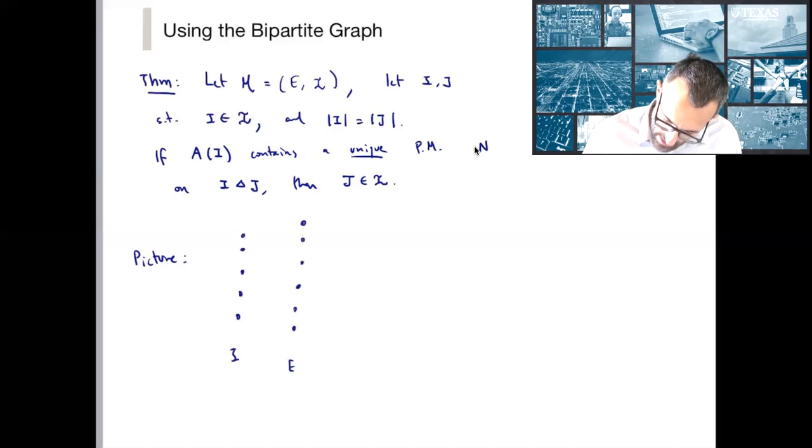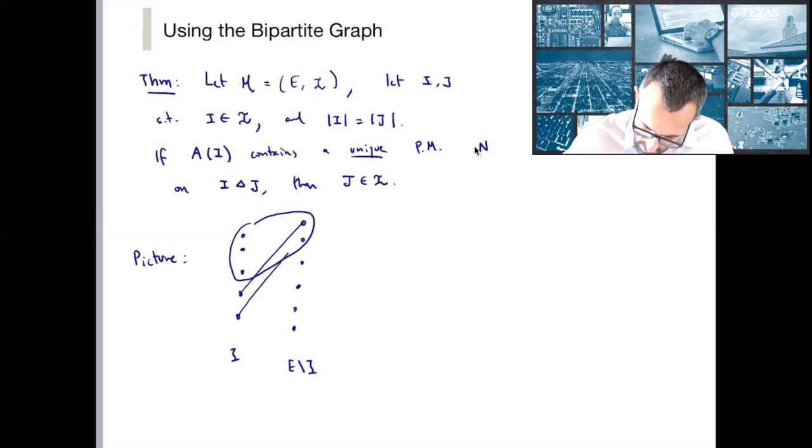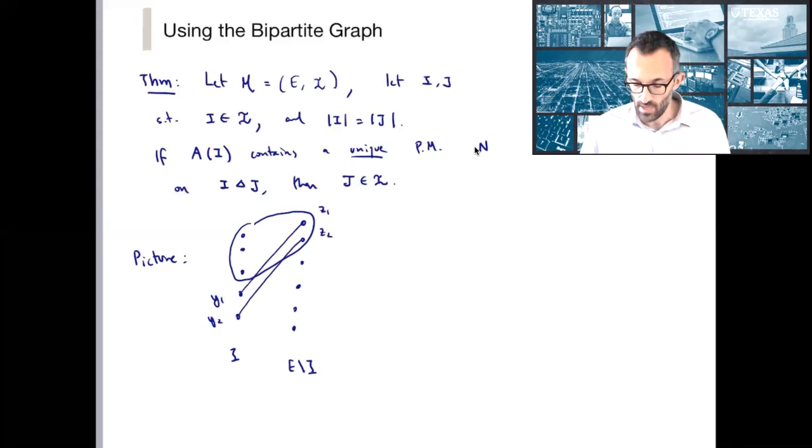This is everything that is in E, not in I. And let's suppose that this is J. And the theorem assumption says that there is a unique perfect matching. So in other words, Y1 and Y2 are matched to Z1 and Z2, but there is not an edge from Y1 to Z2 and Y2 to Z1. Perhaps there's one of those two edges, but not both, because then there would be a second perfect matching, and that would violate the assumptions of this result.